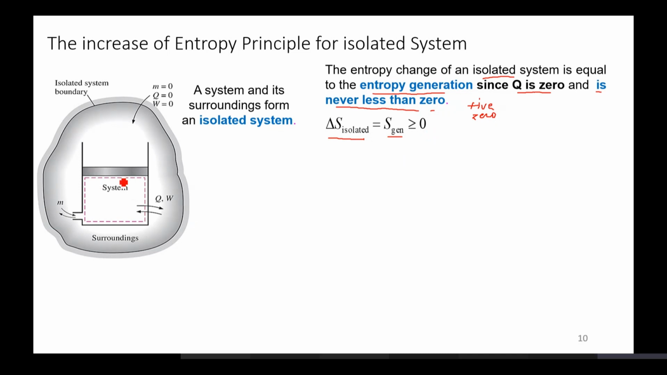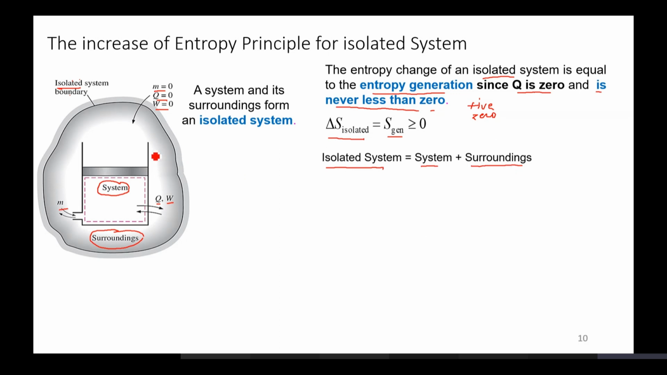On your left, there is an isolated system that has been defined. You have a system which is having heat interaction, work interaction, and mass interaction, and then there is a surrounding. Beyond the surrounding, there is a boundary that defines the boundary of the isolated system, in which there is no mass transfer, no heat transfer, no work transfer taking place. The isolated system could be split into the system and the surroundings, which means we can write that an isolated system is a combination of system and surroundings.